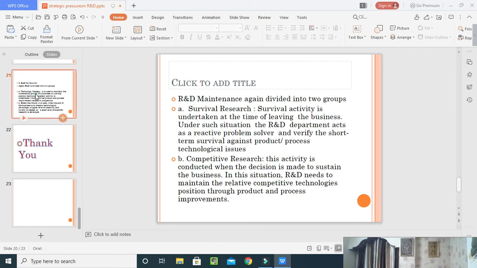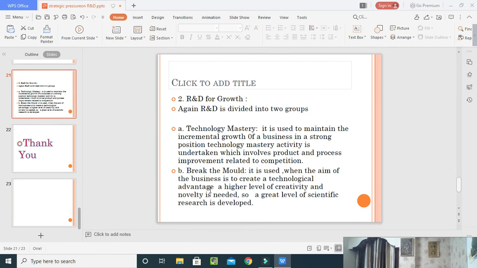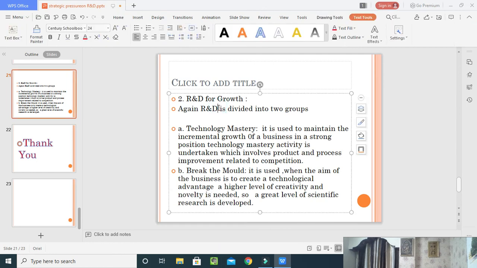Now we will go for the next term, that is the R&D for growth. Again, R&D for growth, that means research and development growth, is divided into two groups. Now, what are those? The first one is the technology mastery. The second one is the break the mold. So first we will go with the technology mastery.